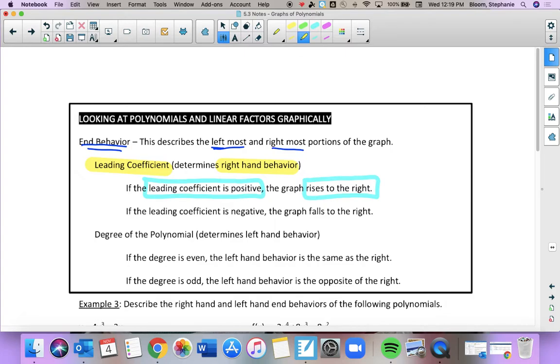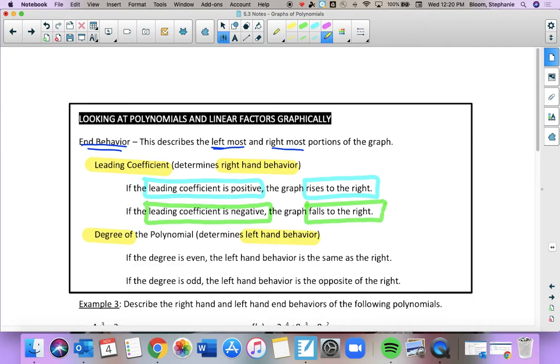If my leading coefficient is negative, the opposite is going to happen. Then my graph is going to fall to the right. Okay? So that's going to tell you the right side. So leading coefficient tells you right side. Now, the degree of your polynomial is going to tell you what happens on the left side. Okay? The degree is going to tell you what's going to happen on the left side.